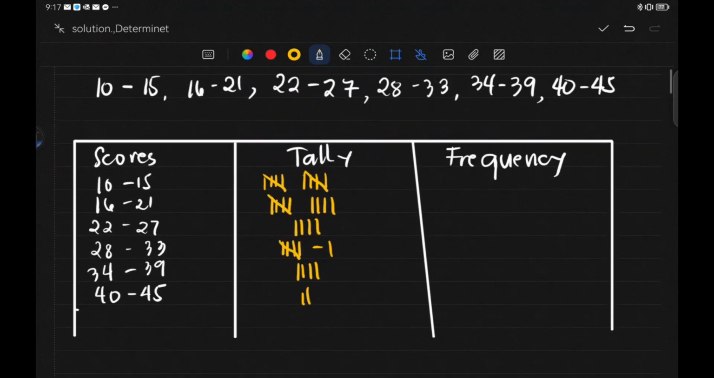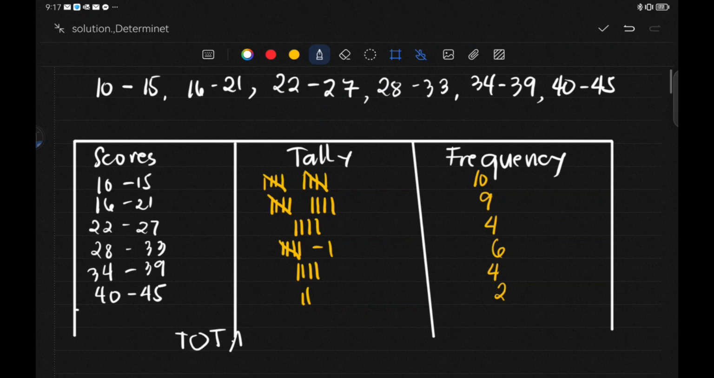Therefore, the frequency here is how many marks there are. So 10 to 15, we have 10. 16 to 21, we have 9. For 22 to 27, we have 4. For 28 to 33, we have 6. 34 to 39, we have 4. And for 40 to 45, we have 2. And we need to total these.